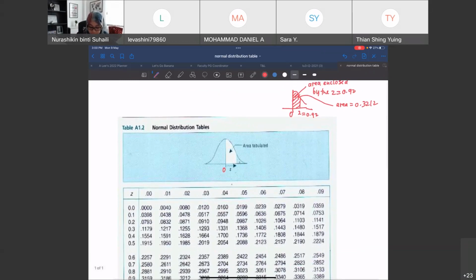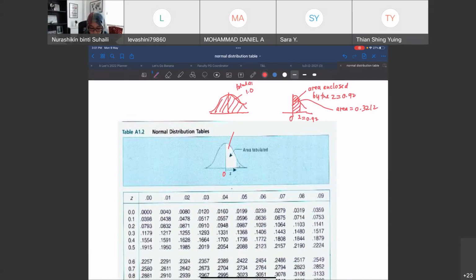We remember the rule of the normal distribution, right? The whole area should be 1. The total area should be 1. But here, the table only gives one side, so you should use your logic. This area is 0.5. Because of the symmetric characteristics, if you know one side, you can just multiply, like if you need to find two sides.